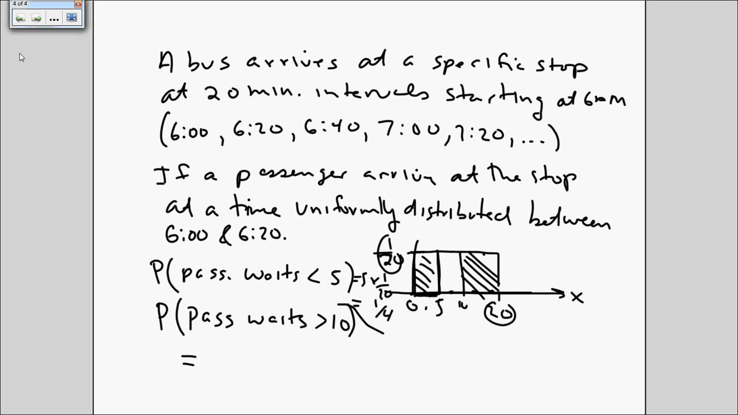More than 10, up to 20. You're not going to wait more than 20 minutes. The bus comes every 20 minutes. How can you wait 23 minutes? The bus should have come. So you only wait up to 20. The base is 10 times the height. The height of this rectangle is 1 over 20. 10 times 1 is 10 over 20. And like I suggested, you get a half. Half the time you wait less than 10 minutes, the other half you wait more than 10 minutes.